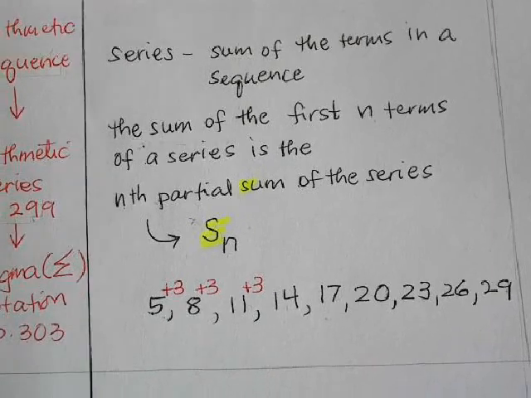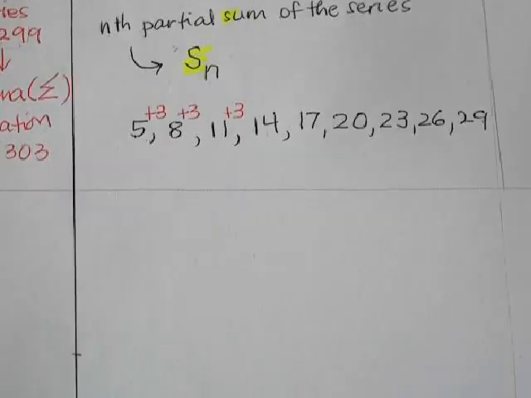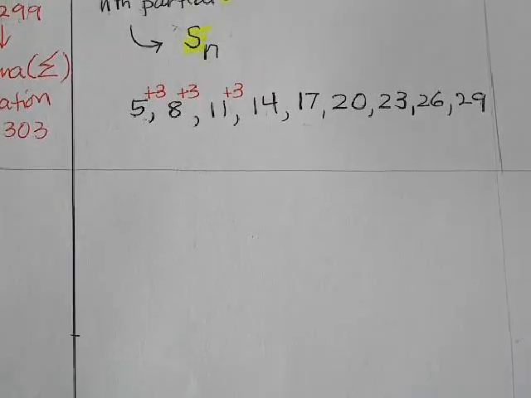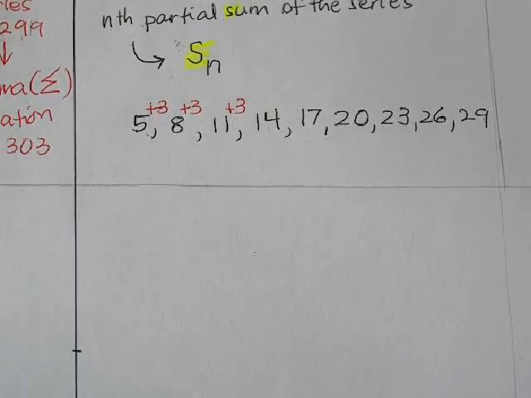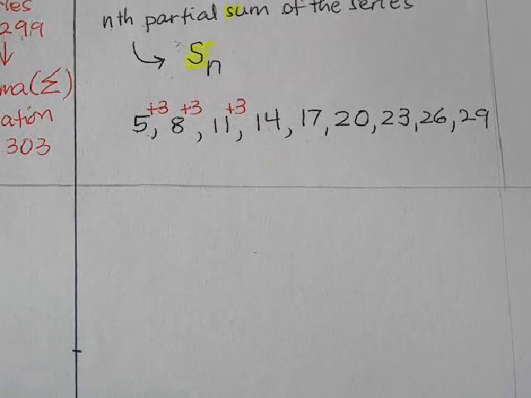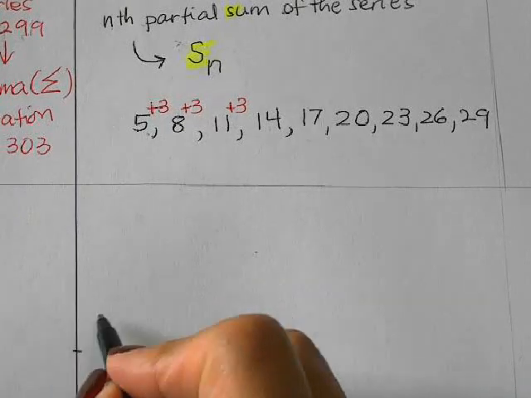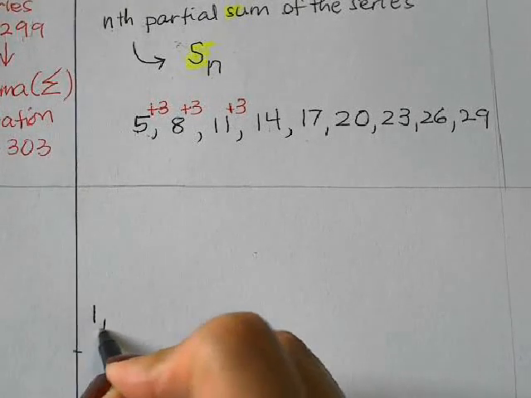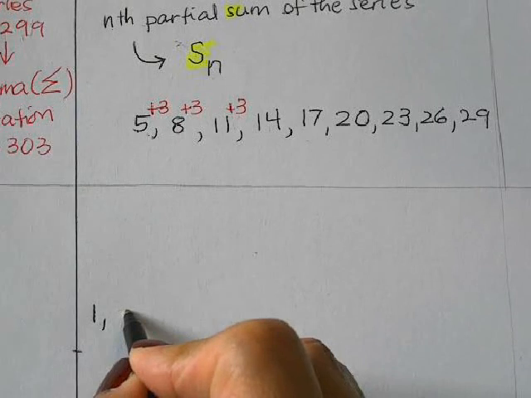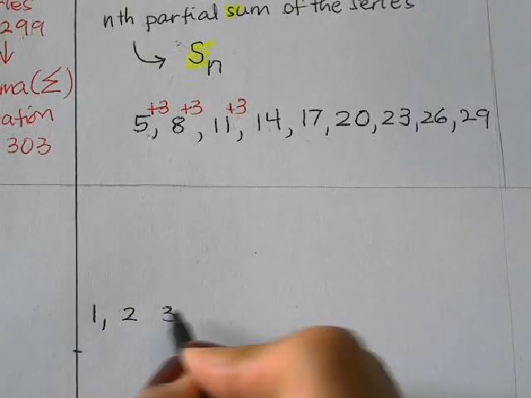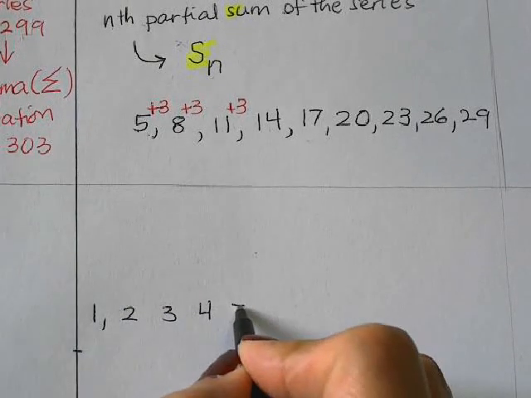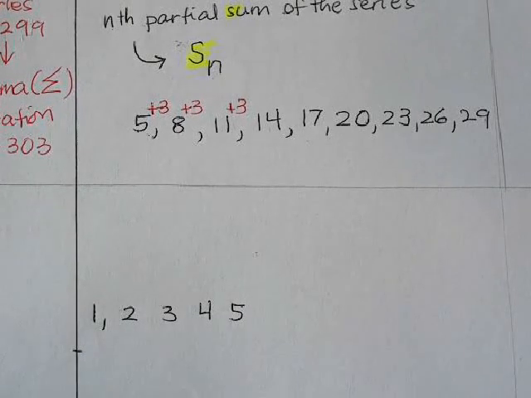We're going to do that later, how to use the formula to add all of that. Like I said, what if I ask you to find the sum of the first 100 terms? This is also a sequence: 1, 2, 3, 4, 5, up to 100.